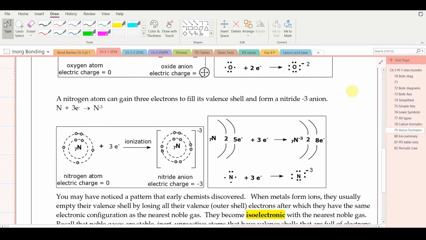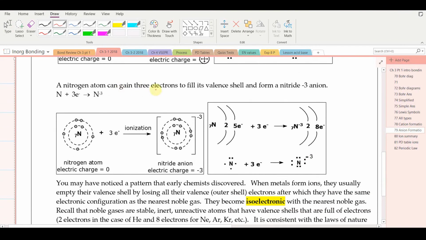And finally nitrogen, which is in group 5A. Non-metal would like to gain 3 electrons to fill the valence shell and form a nitride -3 anion, like this. So here it is in a Bohr diagram. Element number 7 has 7 protons and 7 electrons, 2 electrons in the first shell, 5 in the valence shell. If it gained 3 more electrons to the valence shell, it would now have 8 electrons in the valence shell and a grand total of 10 electrons, but only 7 protons, so the charge is -3.